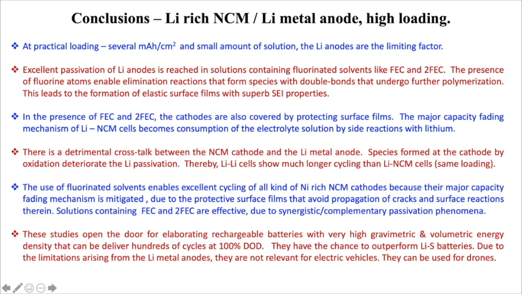Solid electrolyte interface properties. Now, in the presence of FEC and 2FEC, the cathodes are also covered by a protecting surface shield. This is very important. So the major capacity failing mechanism of these cells becomes consumption of the electrolyte solution by side reaction with lithium. But it appears that what happens on the cathode affects not the cathode, but rather the negative electrode. We have crosstalk, so the passivation of lithium deteriorates when we have cathodes, compared to the measurements of symmetric cells. There is a detrimental crosstalk between the NCM cathode and the lithium metal anode. Species formed in the cathode by oxidation deteriorate the lithium passivation. We analyzed some gases, CO2 obviously is being formed, and thereby lithium-lithium cells show much longer cycling than lithium-NCM cells at the same loading.